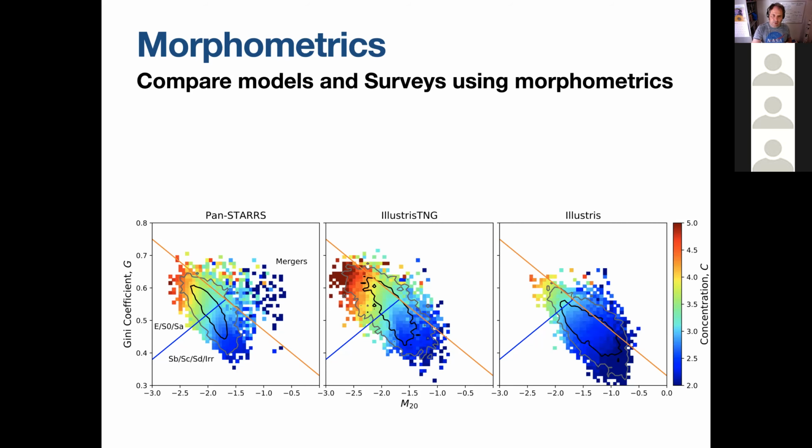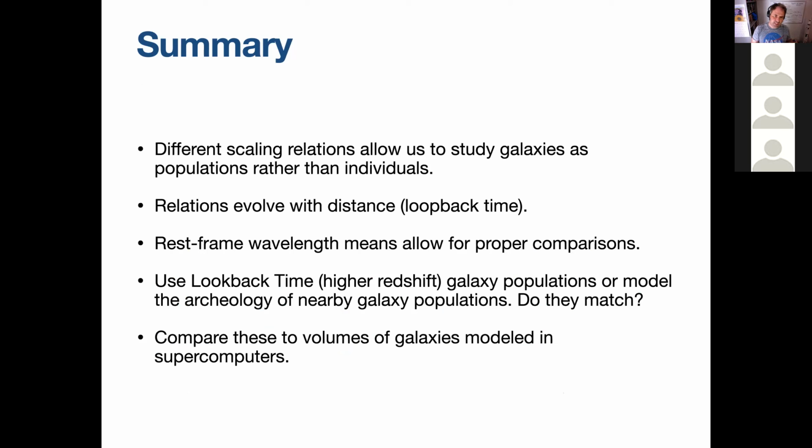So we have our different tools. We have our scaling relations. We can look at scaling relations in the nearby universe and at higher redshift and say, well, they look the same, or they're evolving with time. We can use distance as our time machine, not loop back, but look back time. And the rest frame wavelength means that we have to allow for proper comparison. If we look at higher and higher redshifts, we have to look at bluer and bluer wavelengths nearby to actually match them up. So we use the look back time for populations, or we can model the galaxy archaeology of nearby populations. And so we have archaeology versus time machine. Both of them seem to agree.